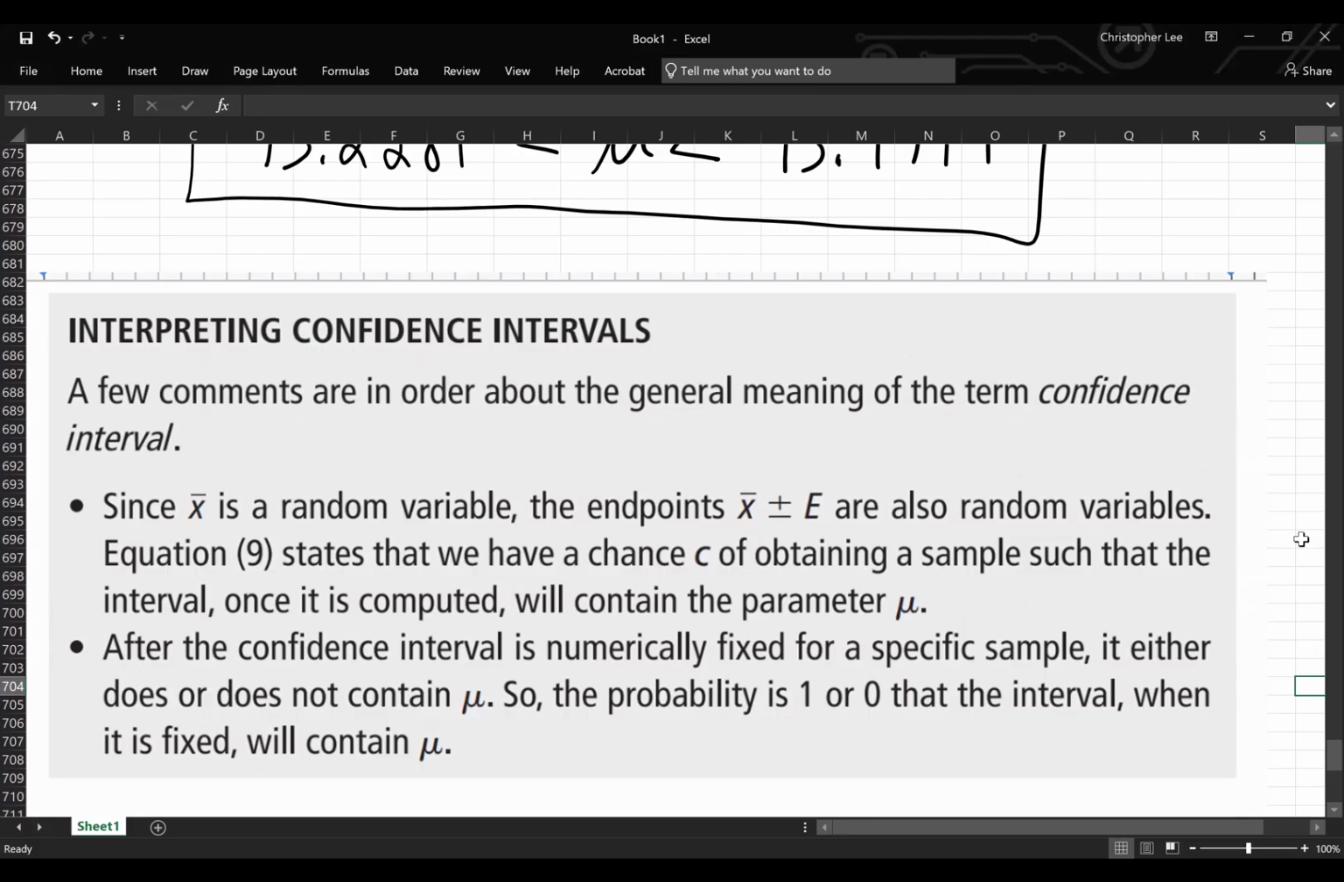All right, so look. Interpreting confidence intervals. A few comments are in order about the general meaning of the term confidence interval. Since x bar is a random variable, the endpoints x bar plus or minus e are also random variables. Equation 9 states that we have a chance, the confidence level, of obtaining a sample such that the interval, once it is computed, will contain the parameter mu. After the confidence interval is numerically fixed for a specific sample, it either does or does not contain mu. So the probability is 1 or 0 that the interval, when it is fixed, will contain mu.